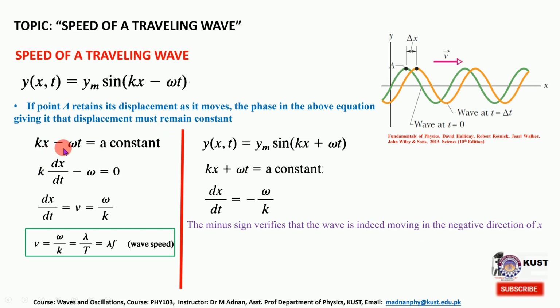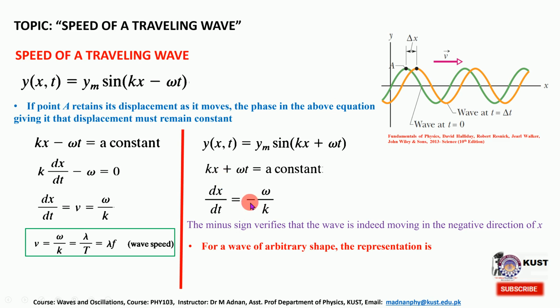Here one can say that to keep kx minus omega t constant, if t is increasing, then x must also increase to compensate for that change. But for kx plus omega t, as t increases, x must decrease, so the wave is traveling towards the negative x direction.